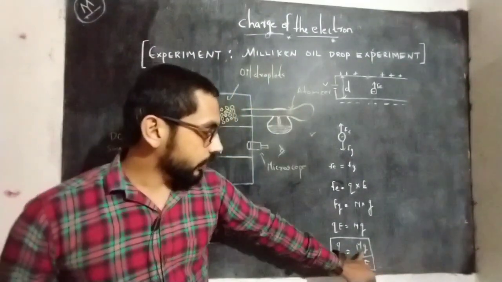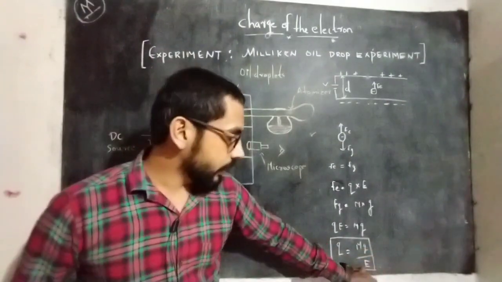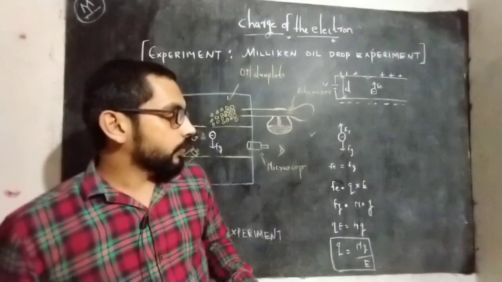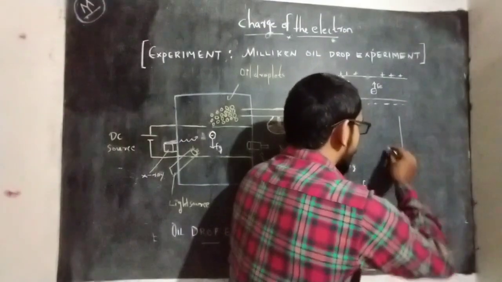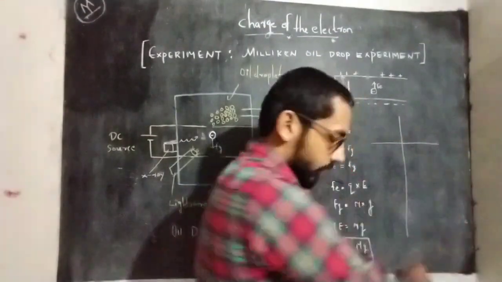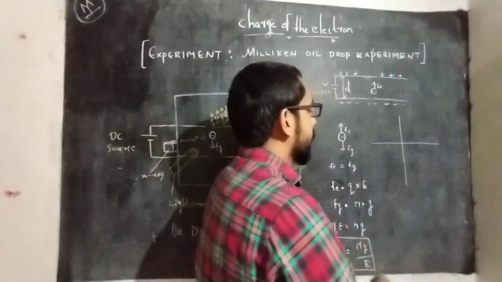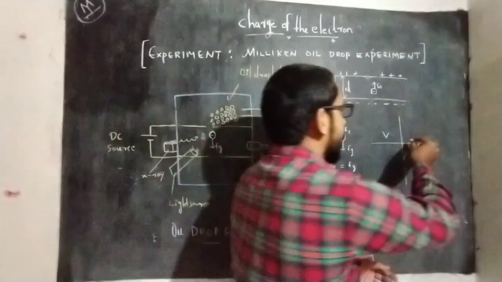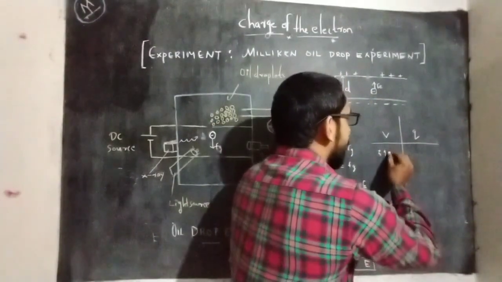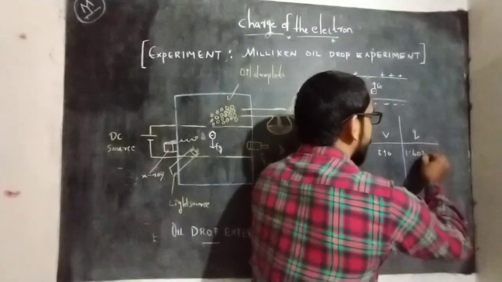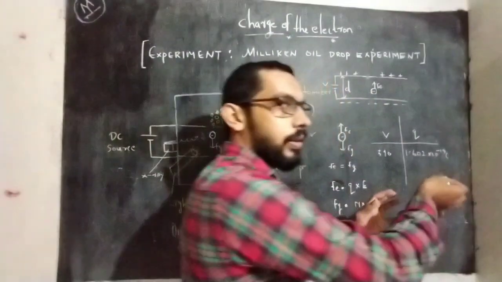Q is mass into gravity divided by E. So Millikan found, by repeating the experiment with various applied voltages, the charges. Here, maybe at 390 volts, he found 1.602 into 10 raised to the power of minus 19 coulomb. He got that value.